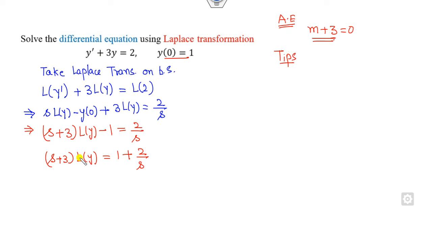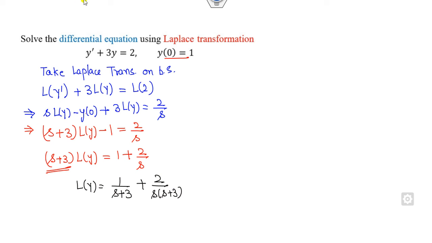That auxiliary equation will always be the coefficient of the L of y. This is the way you can check your answer in your examinations. So what is the L of y? 1 over s plus 3 plus 2 over s into s plus 3. So what is the value of y? I can find the value of y as an L inverse. So y is L inverse of 1 over s plus 3 plus L inverse of 2 over s into s plus 3.